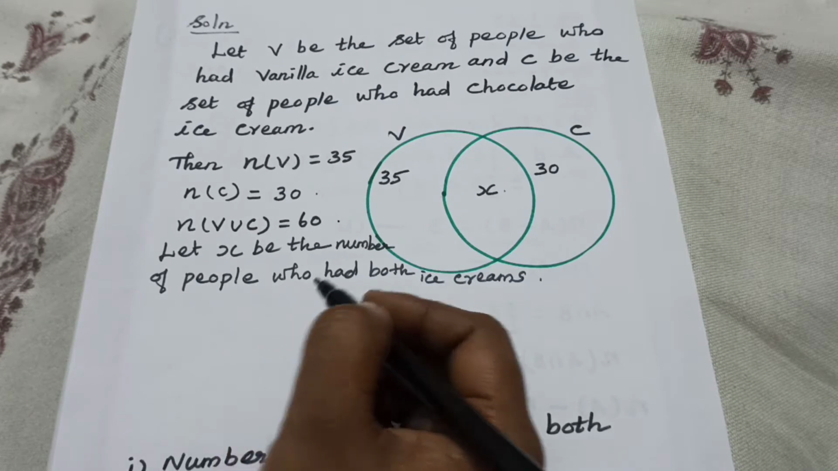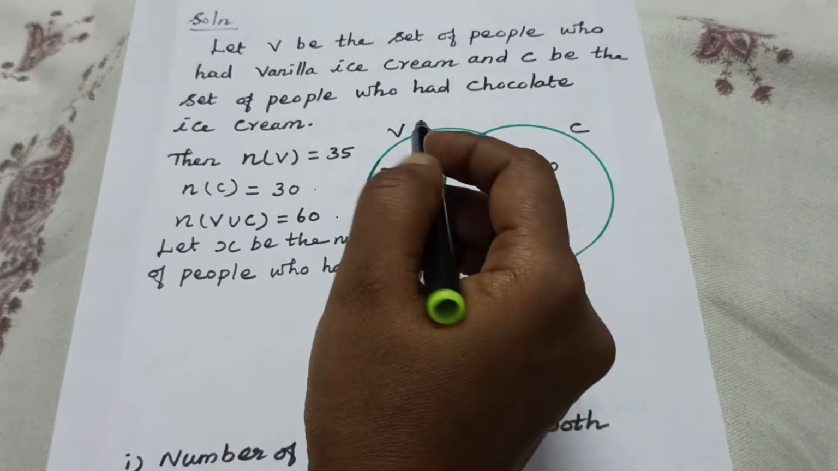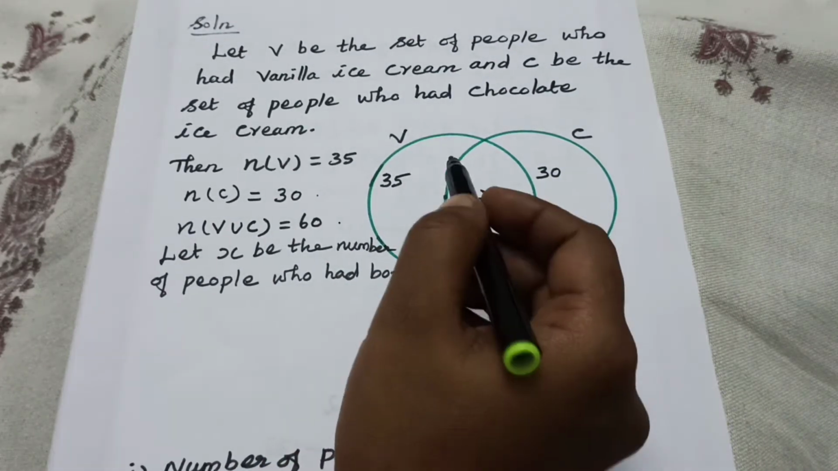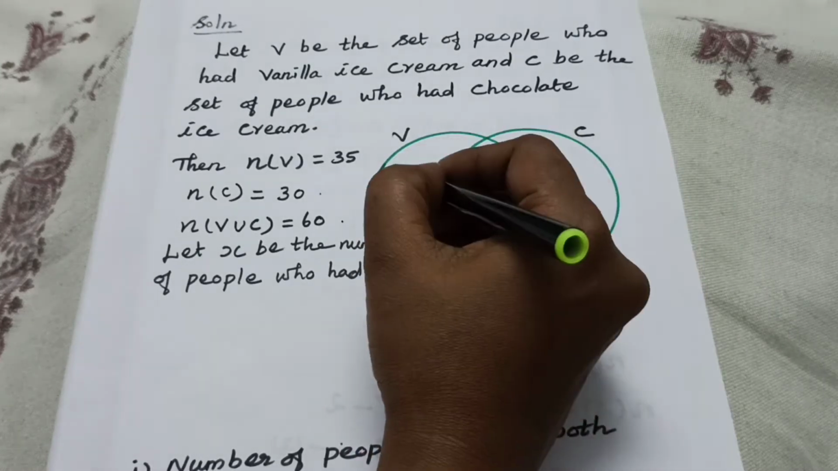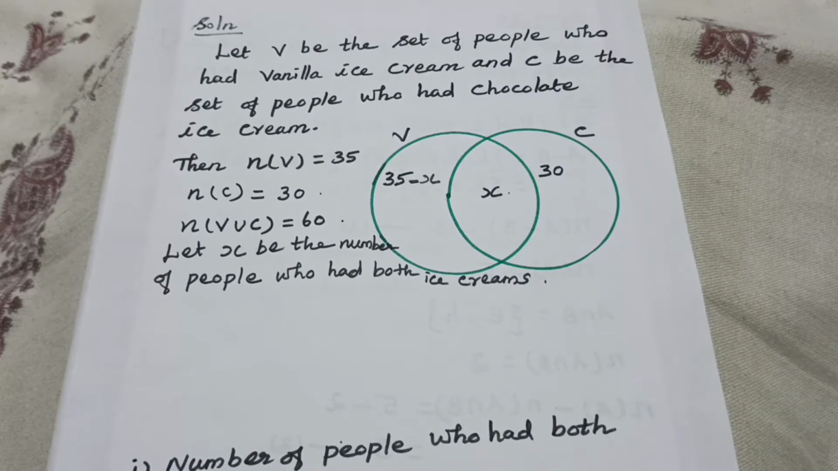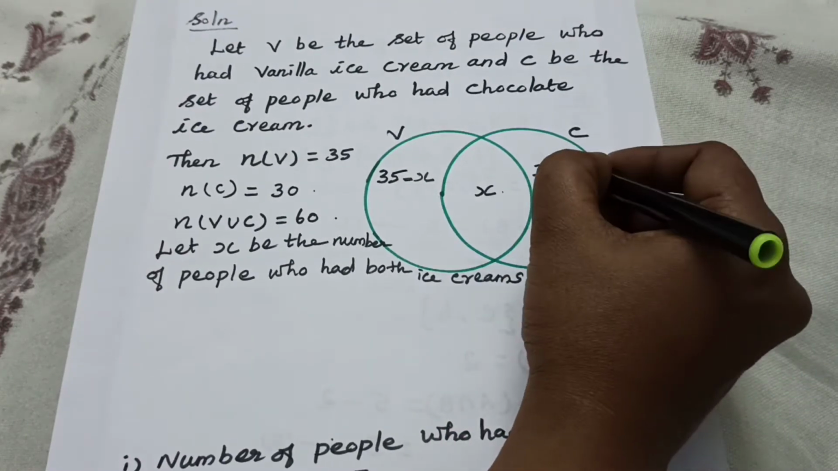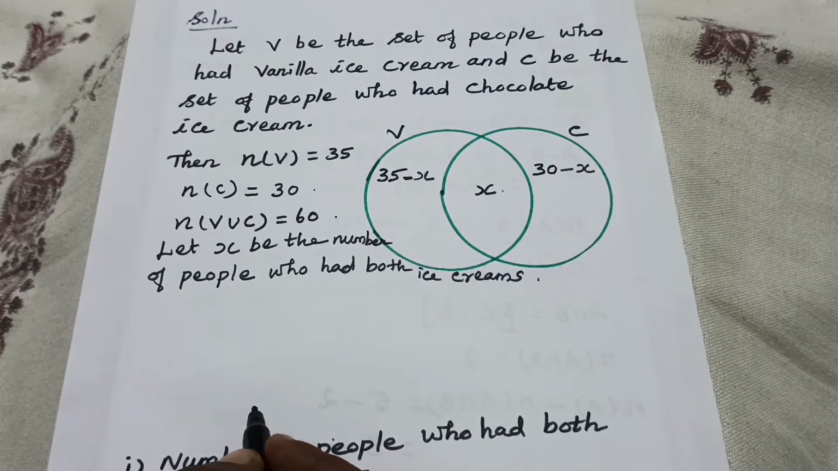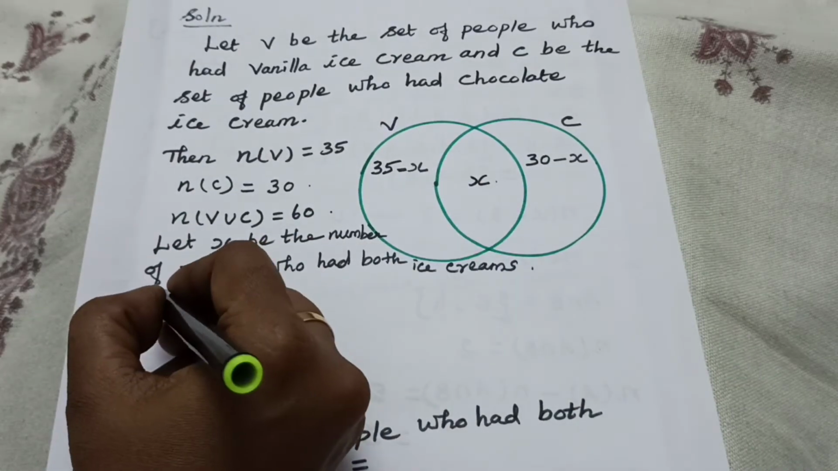Then from the Venn diagram, what can we write? From the Venn diagram, only vanilla ice cream, how can we find? Only vanilla means from here we have to subtract x, both x, isn't it? 35 minus x. Then only chocolate, how can we find? 30 minus x. Understood? Then from the Venn diagram, how to find out the x value.